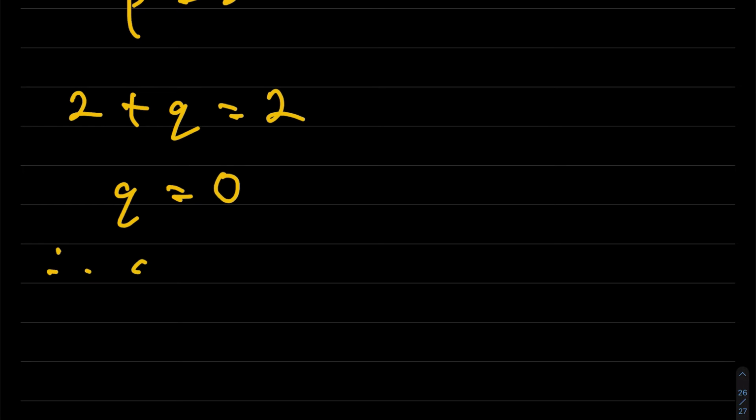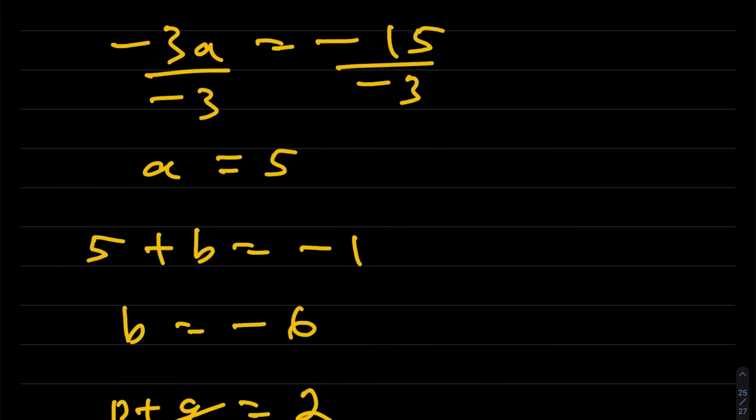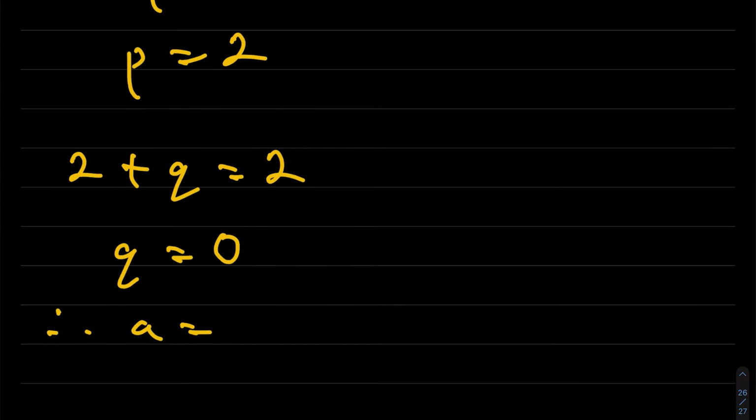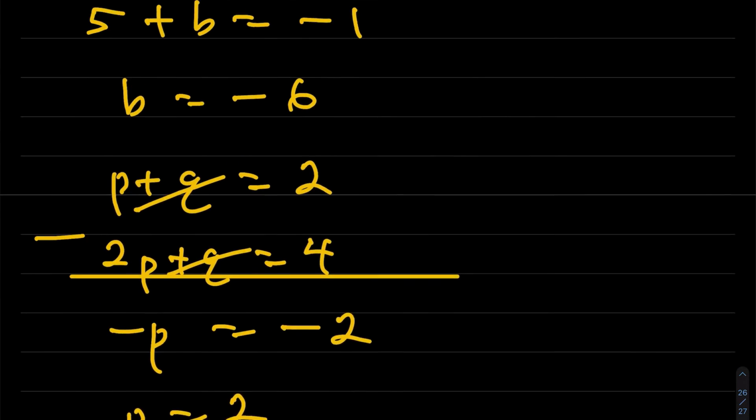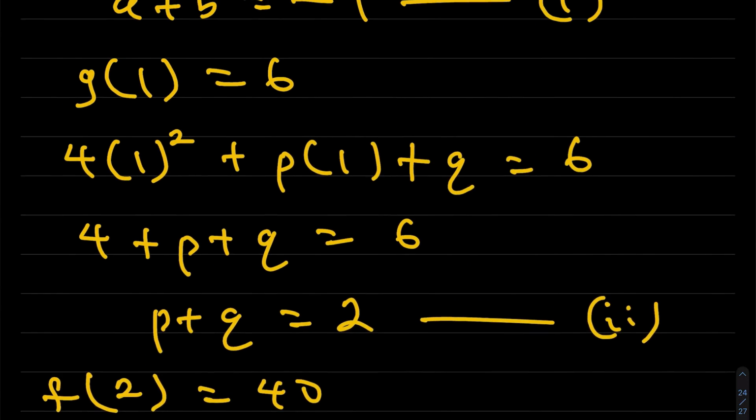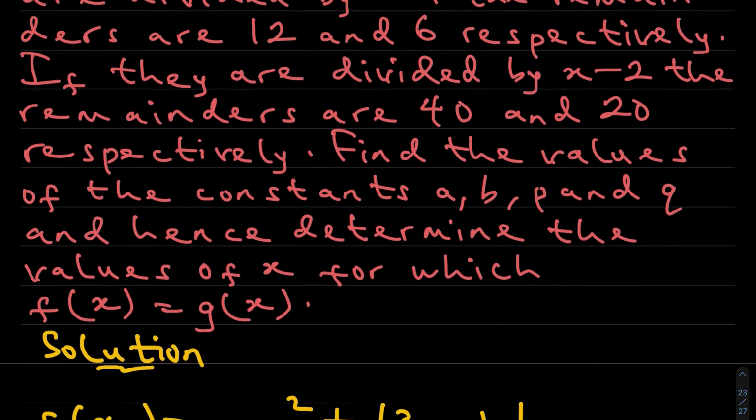Therefore, a equals 5, b equals minus 6, p equals 2, and q equals 0. So those are the values of the constants a, b, p, and q. Now let's go to the second question. What's the second part of the question?